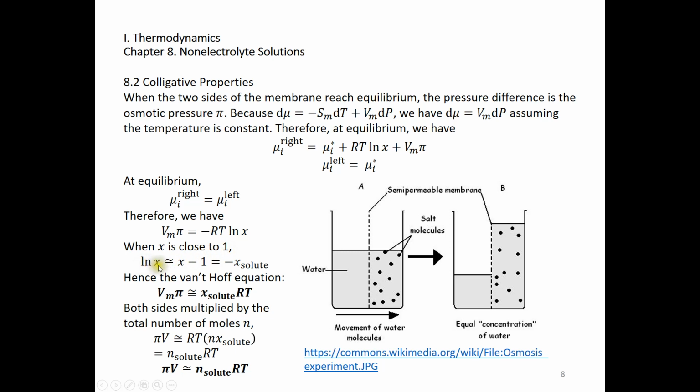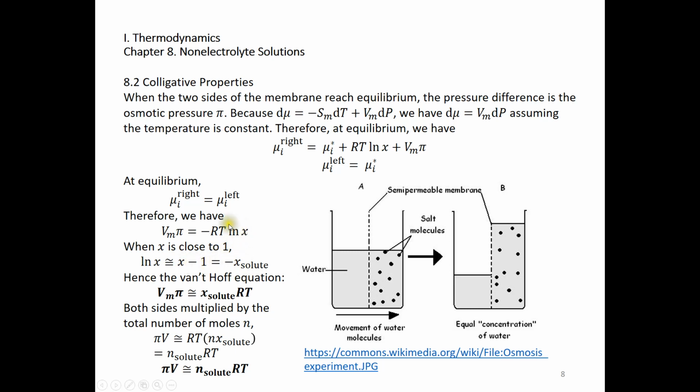So what about the logarithm of 1.1? Well, roughly the value is 1.1 minus 1. In this case, x is close to 1, and x is less than 1, so ln x is negative. It's approximately x minus 1, which is also negative. And x minus 1 is simply negative mole fraction of solute, because the mole fraction of solute plus the mole fraction of solvent should be roughly 1.